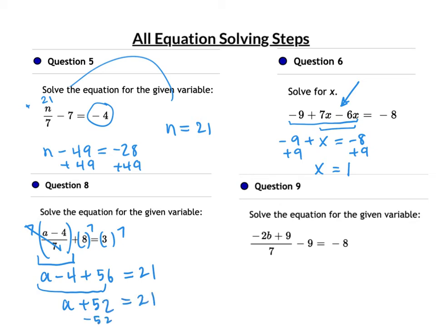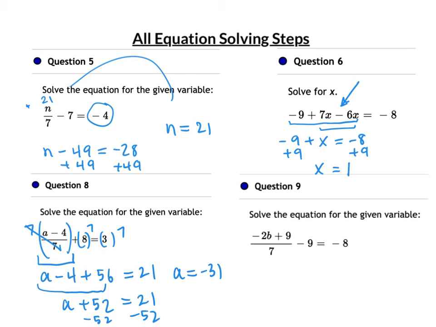Now I can take a 52 off each side, and again I'll go to my handy calculator. 21 minus 52 is negative 31. Negative 31 is my answer.